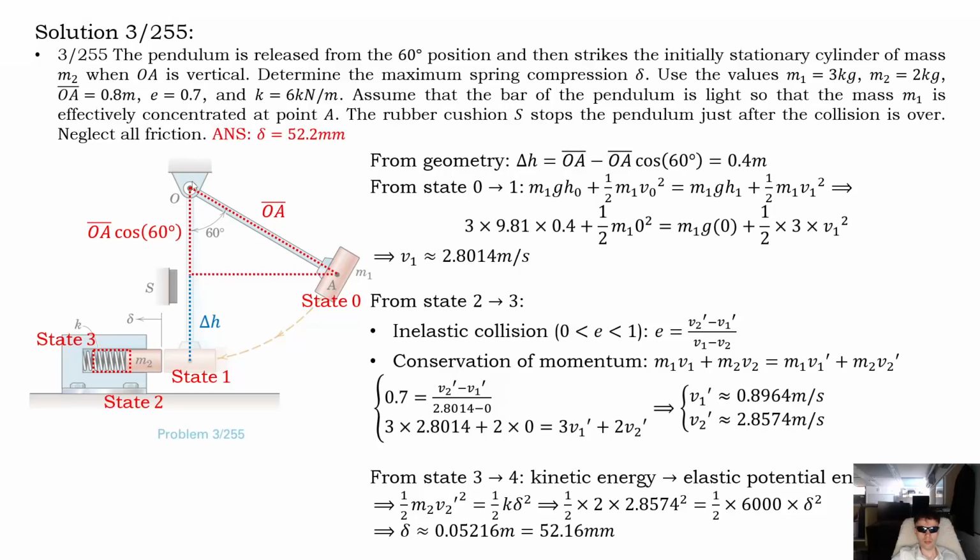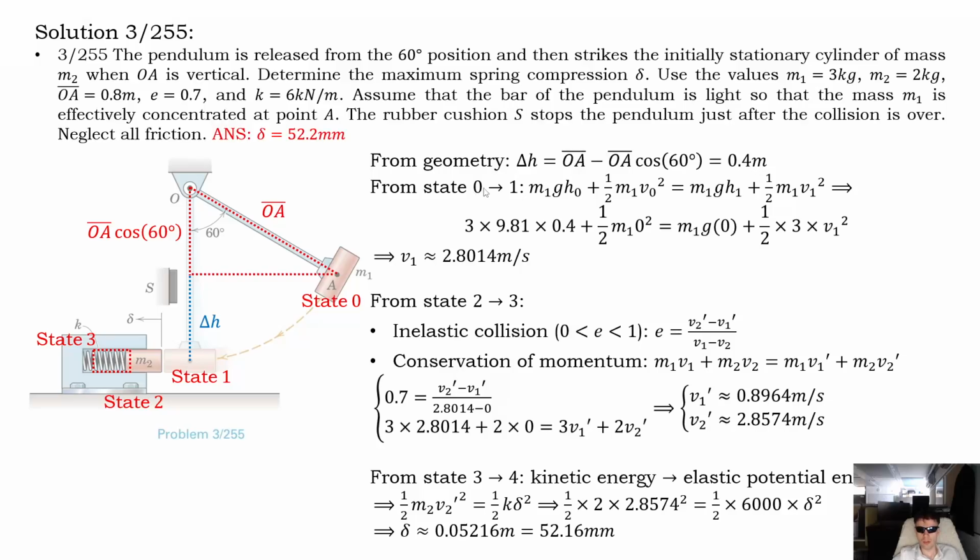So if this is OA bar, this length is OA bar cosine 60. Therefore, this length, the blue dashed line, is OA bar minus OA bar cosine 60. So we will find it out, which will be 0.4.